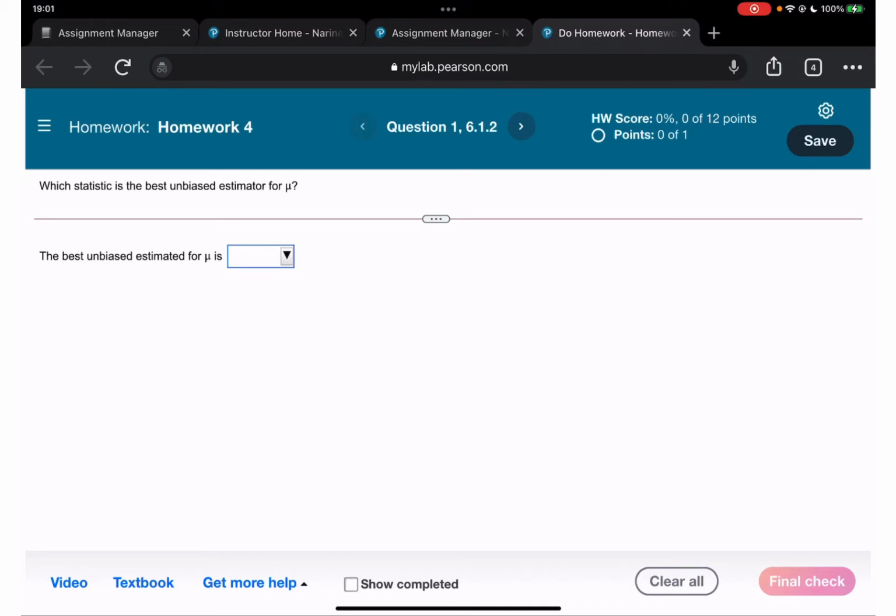Okay, we're going to work on homework 4. So, which statistic is the best unbiased estimator for mu? X bar. As you remember in the previous homework, I was talking about it.